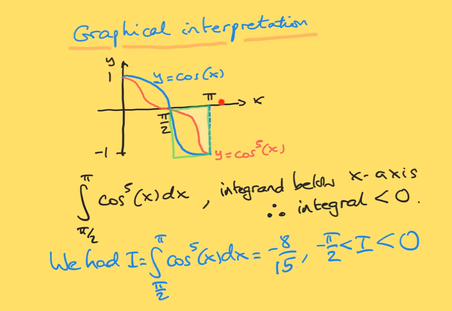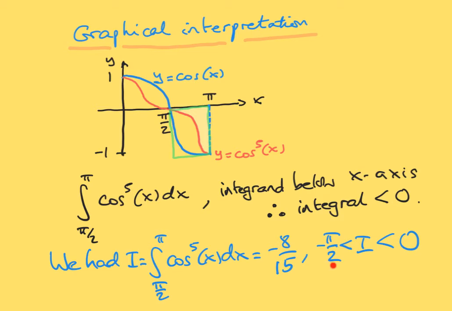I've also drawn on this graph a little rectangle. Our integral that I'm calling here I is negative because the integrand lies below the x-axis, but it is going to be bounded between 0 and minus the area of this rectangle. This rectangle has height 1 and base pi over 2, so its area is pi over 2 times 1, that's pi over 2. And because it lies below the x-axis, its contribution to the integral will be minus its area.